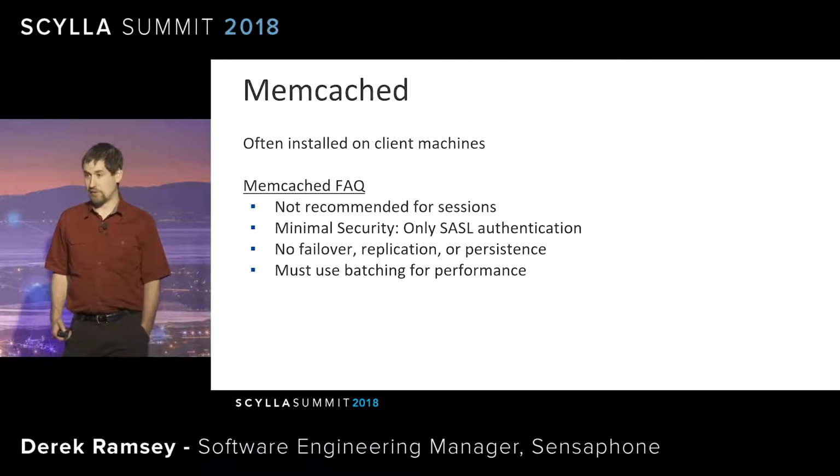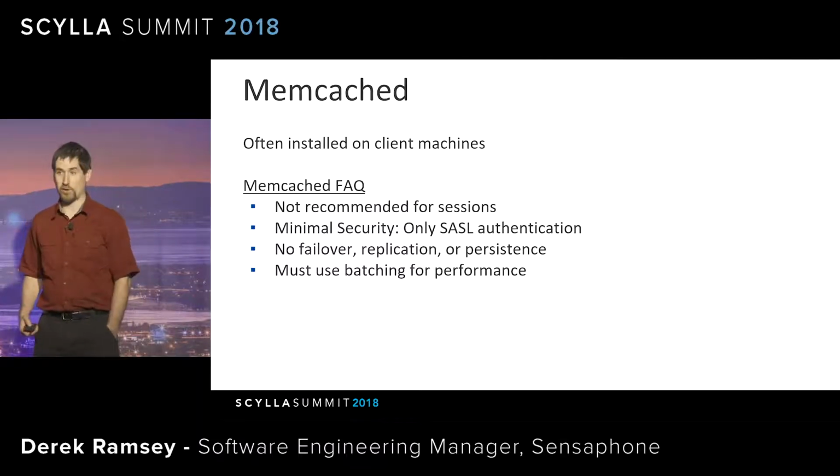It has minimal security. They did add SSL authentication support, but it has no encryption, no failover, no replication, and no persistence. Of course, it has no persistence. It's a RAM cache. But that's also what gives you the cold cache penalty when it has to inevitably crash or reboot. And as we found out the hard way, you really do have to use batching for performance. Whereas with Scylla, batching is actually an anti-pattern, and you really should not be using batching. So it makes it a lot easier to use.